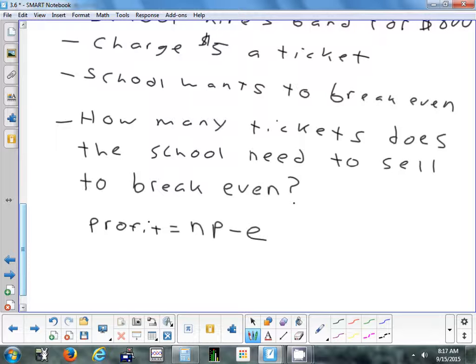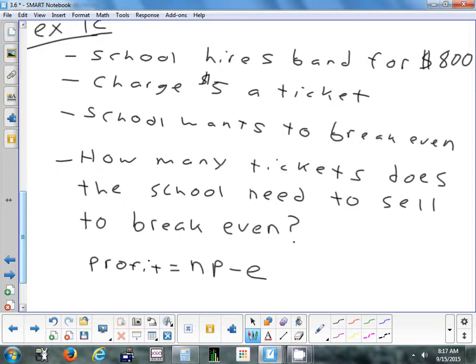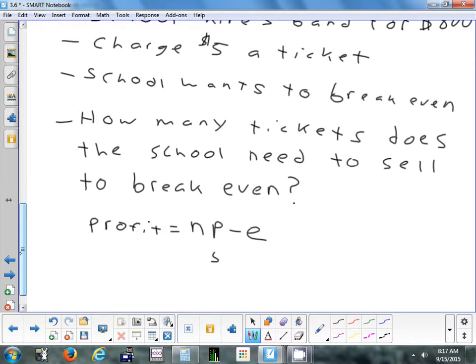What would I fill in here to solve this problem? Anybody tell me one thing I could plug in for? Ben? How many tickets you would need to sell? That's the only thing we can't plug in for, because we don't know how many tickets the school needs to sell. How much it costs for a ticket? Yep, how much is the ticket price? $5. Good. Anything else I can fill in? Band cost? Sure, how much is the band? 800. Yep, we know that.